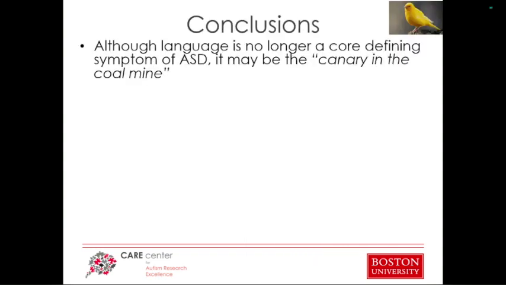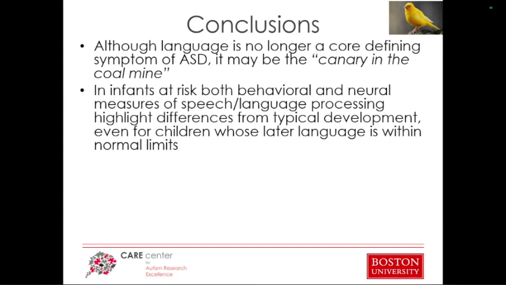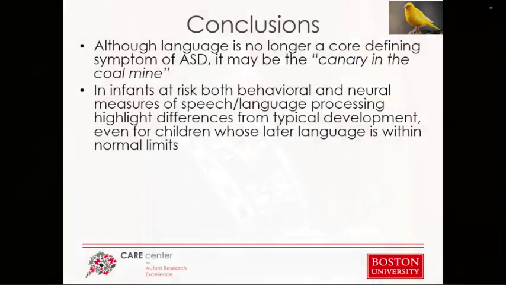So to conclude, language, I think, is still a canary in the coal mine. It's not a core symptom, but it tells us a great deal about autism. In infants, we see differences in how their brain is organized, and these are the early emerging problems. And for the children who don't acquire spoken language, there's a number of unique behavioral and brain factors.